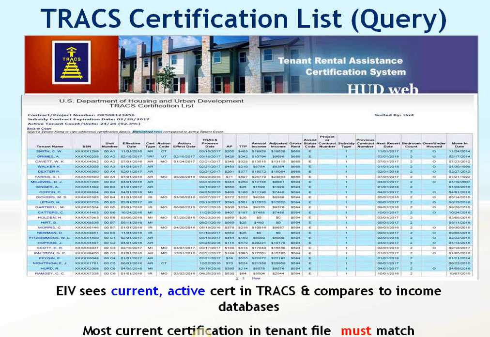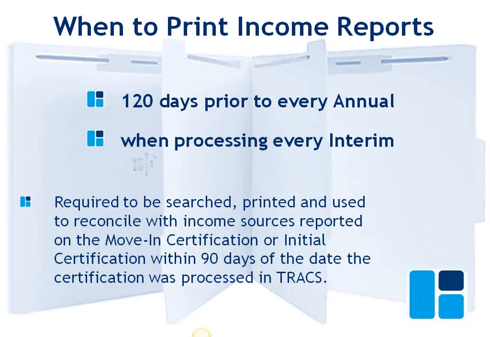All right. So we're going to assume that tracks and your tenant file match on the current cert. There are 3 instances where you must print your income detail and your income discrepancy. The first time you have to print these is when you're starting an annual. All right, so think about what's the very first step you take when you are initiating an annual recertification. What do you send out to that household?